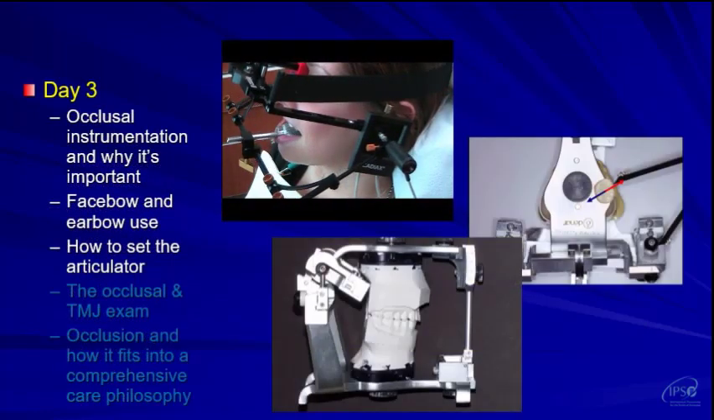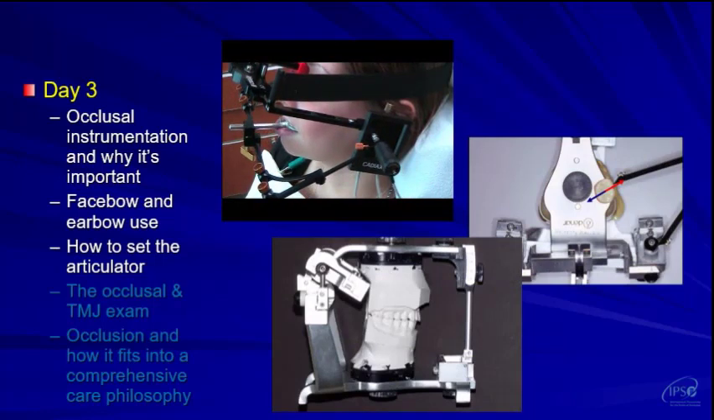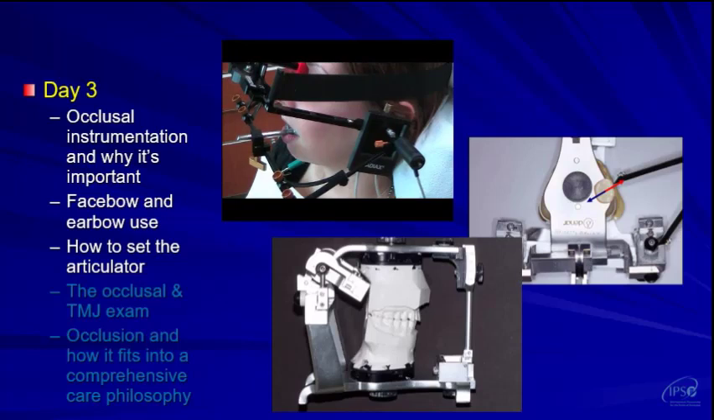We'll take a deeper dive into the world of occlusal instrumentation and how to use it even more accurately. This little machine up on top, this is called the Cadiax, made by Gamma, and it's an electronic jaw tracking device. It's used for more complex dentistry.